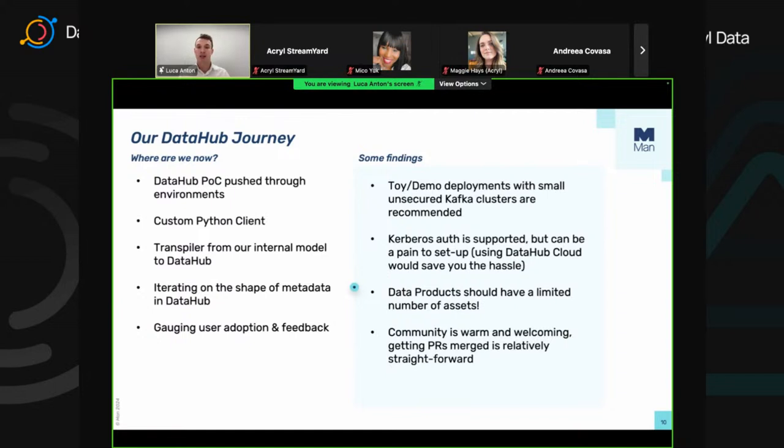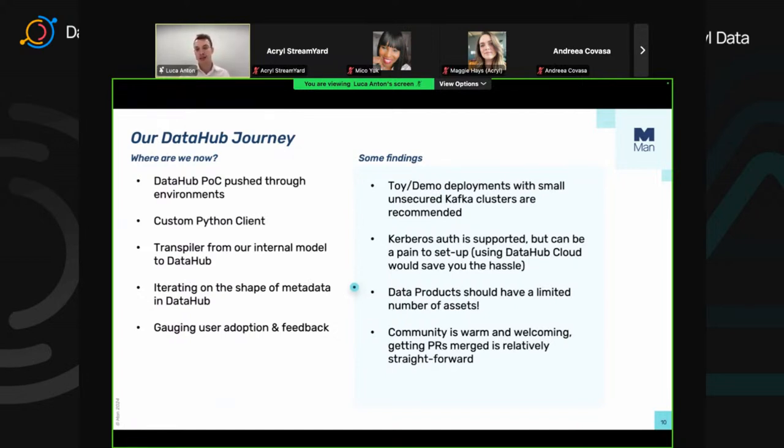So some interesting findings from me at this stage. If you do end up doing a demo or toy deployment of DataHub, I'd recommend you do it with a small unsecured Kafka cluster. You can try to secure it, but it might be a bit of a hassle. Also, if your organization has Kerberos authentication internally, you can try to use that for the different infrastructure components, like Kafka or the database, but that can also be a bit of a pain.